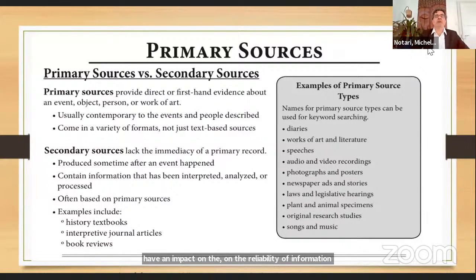One thing that may have an impact on the reliability of information is the type of source you're looking at. Is it a primary source? I will make an example, and I will go back to it later and maybe make it a bit more relative. Primary source: I go to a place where something happens, I take a picture and publish it.